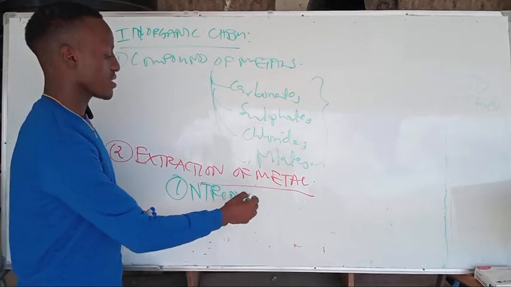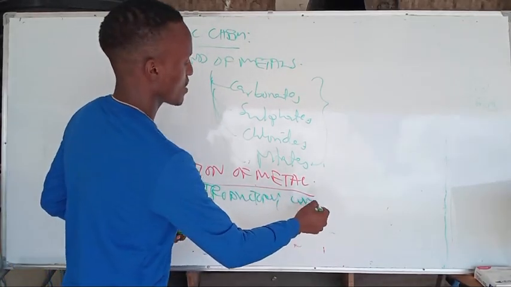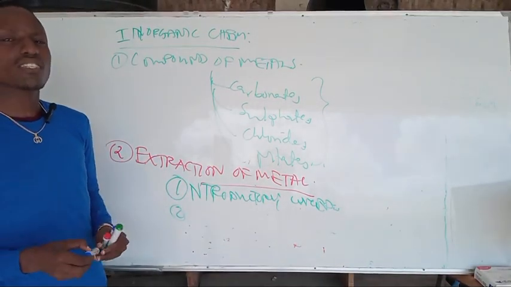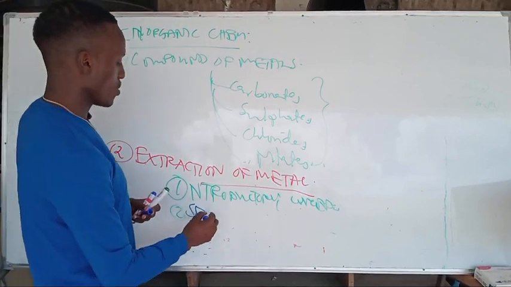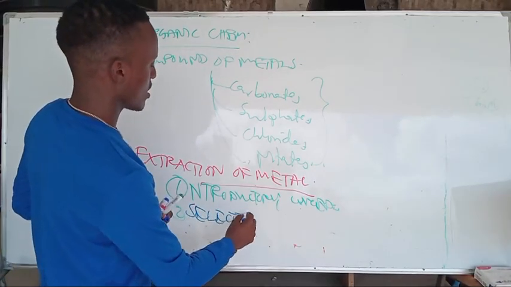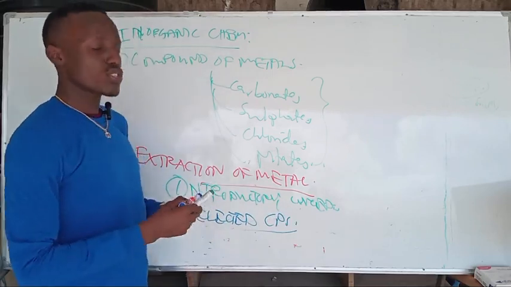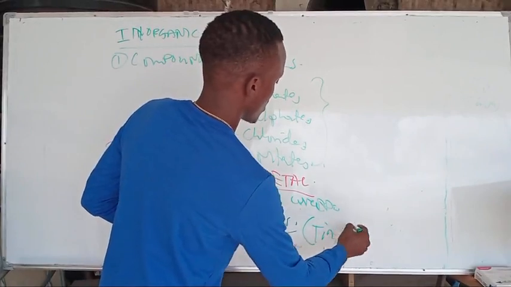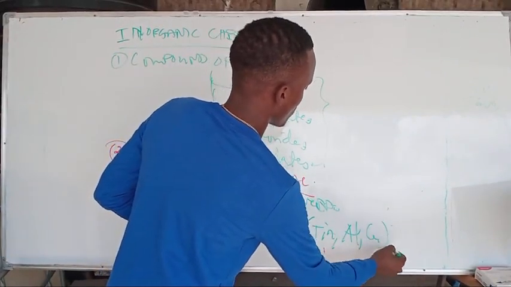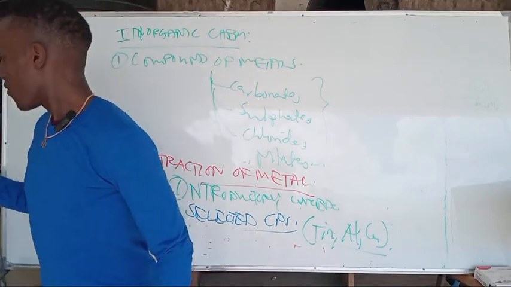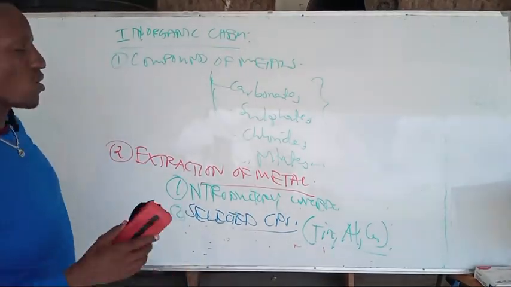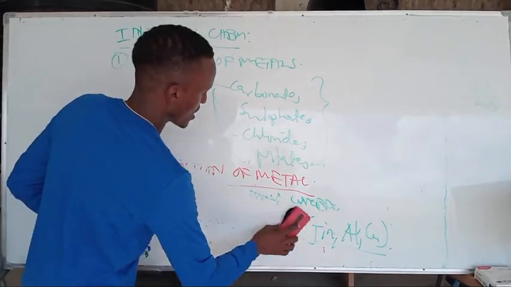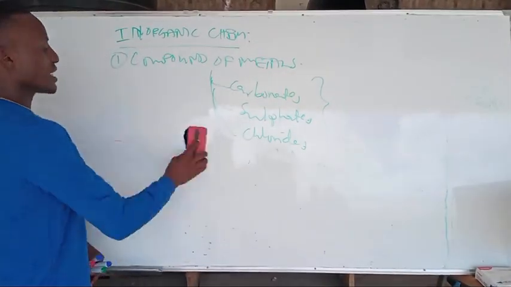And the second thing that we're going to discuss is the selected compounds of metals. Here we're going to discuss three metals: tin, aluminium, and copper. For Form 6, we are only going to discuss these three selected metals depending on the reactivity. It's not like what you do in A level. So let's start with the extraction.